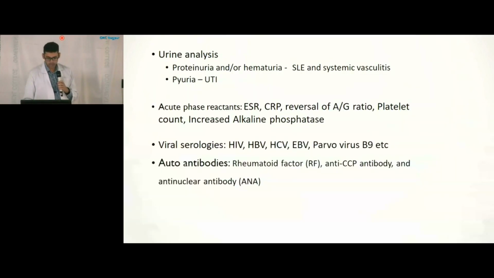Urine analysis, especially if you are dealing with SLE or systemic vasculitis, or pyuria or UTI. This can be a focus of infection that may spread to the joints causing septic arthritis, or it can be a harbinger of producing reactive arthritis. Acute phase reactants: ESR, CRP, reversal of AG ratio because of relative hypergammaglobulinemia. Platelet count is a very good marker as an acute phase reactant for inflammation. Increased ALP levels. Serological etiologies, if you are suspecting HIV, HBsAg, our triple H workup.